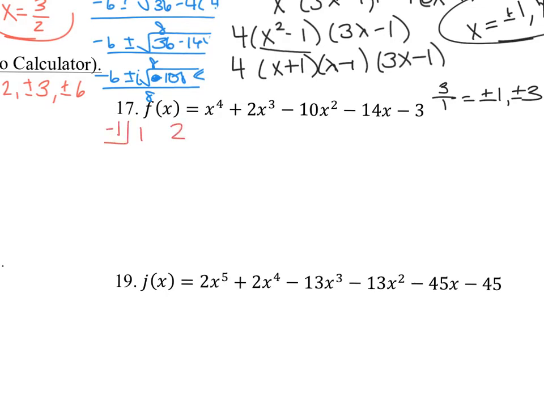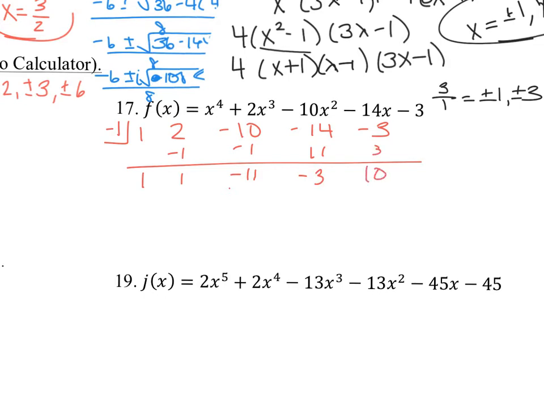1, 2, negative 10, negative 14, negative 3. Bring down the 1. 1 times negative 1 is negative 1. Add them up, I get 1. 1 times negative 1 is negative 1. Add them up, I get negative 11. Negative 1 times negative 11 is 11. Add them up, I get negative 3. Negative 1 times negative 3 is 3. Add them up, I get 0.